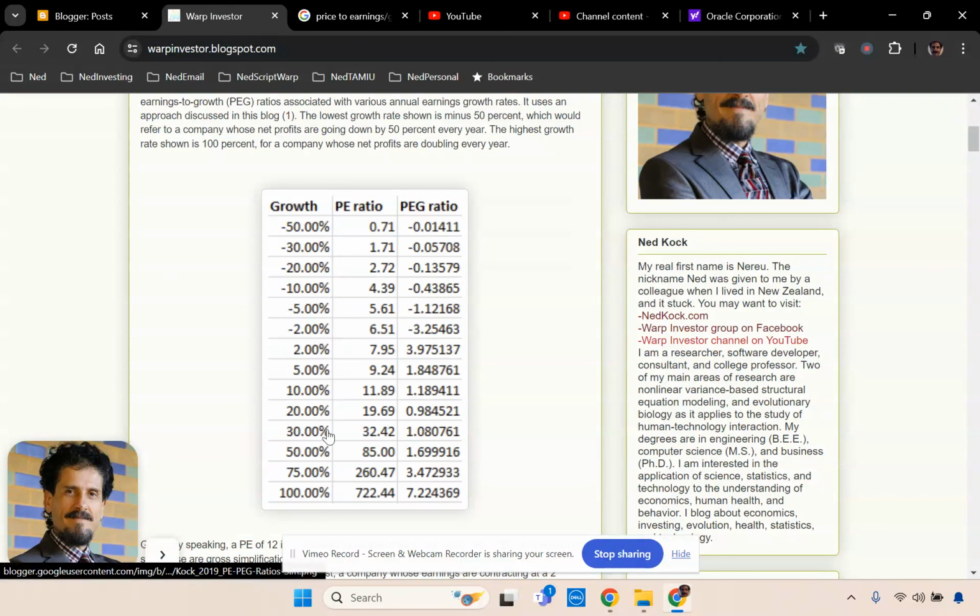So this is how you can do a very quick 5-minute valuation of a company that is profitable, in other words, that has a positive price to earnings ratio.